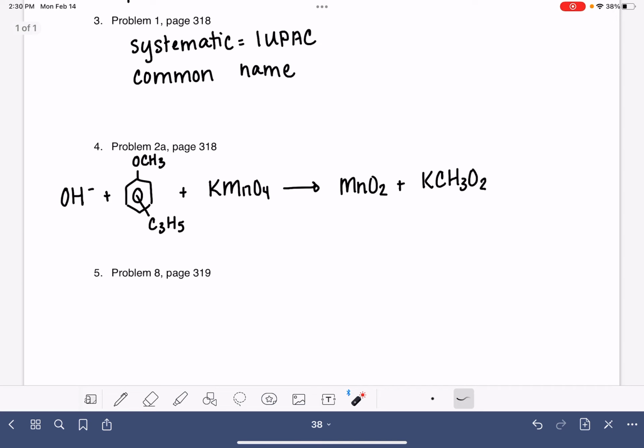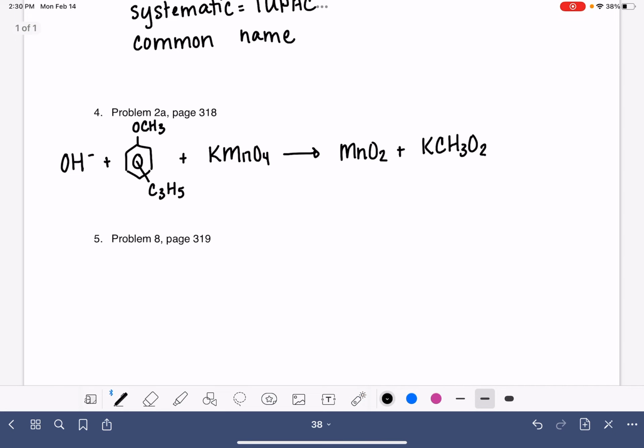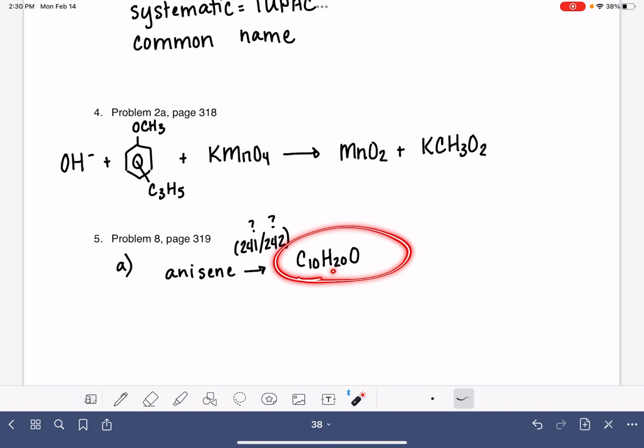And then the last thing you're going to do is problem number 8 from page 319. There are 2 parts to this. The first one is asking you to take the anisine molecule and imagine that you are doing catalytic hydrogenation. So this is going to be a reaction that you learned in Chem 241, and it wants you to draw the structure of the product, which it's telling you is C10H20O. So actually, now that I think about it, this is not just 241, but also 242, maybe both of those. Draw the structure of this product.